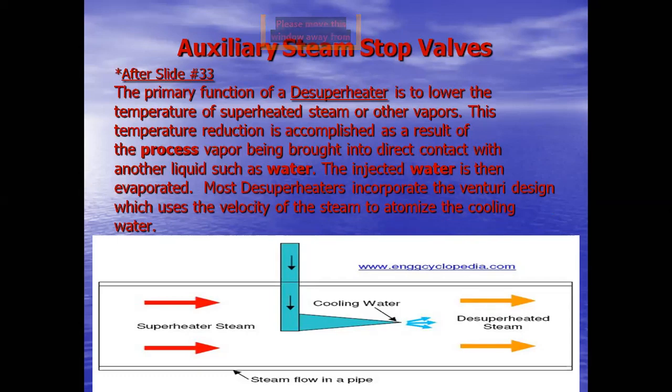The primary function of a de-superheater is to lower the temperature of the superheated steam or other vapors. And this temperature reduction is accomplished as a result of the process vapor being brought into direct contact with another liquid such as water. The injected water is then evaporated. Most desuperheaters incorporate the Venturi design, which uses the velocity of the steam to atomize the cooling water.